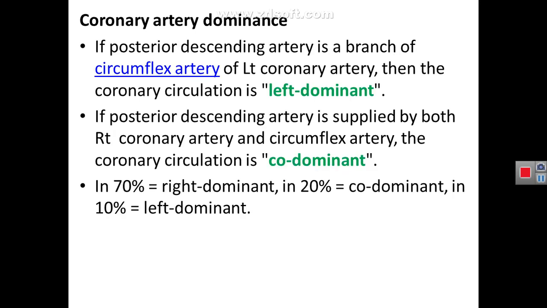includes 20% of the population, in whom the posterior one-third is supplied by both right and left coronary arteries, and in 10% it is supplied from the circumflex coronary artery, and in that case it's called left dominance.